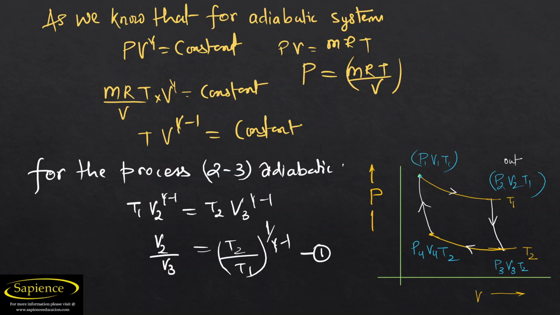Now let us see what to do. As we know, there is an adiabatic process. In an adiabatic system, P V to the power gamma remains constant.